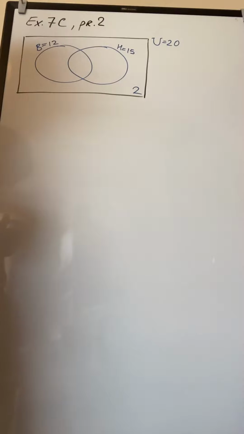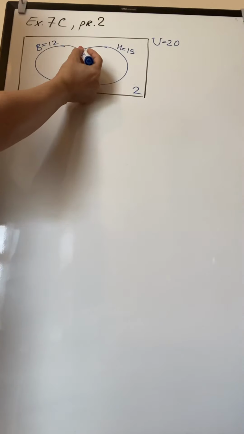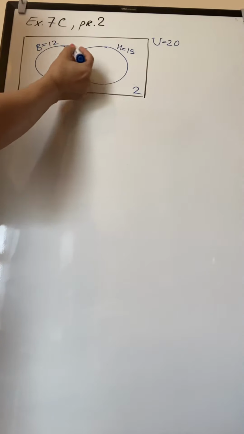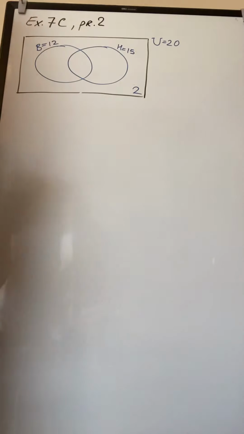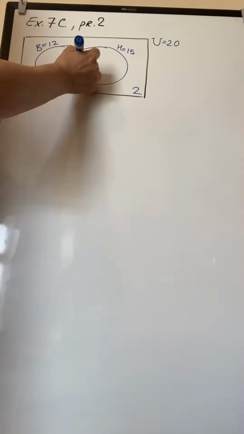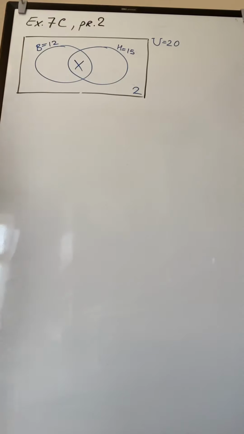Find the probability that a student selected at random from this class studies both biology and history. So they want the probability of this part, don't they? This middle part. Well, before we find the probability of that middle part, we need to find, obviously, how many people actually study both subjects. Well, we don't know, therefore, we will assign an x to it. X. We don't know, we'll try to find it.